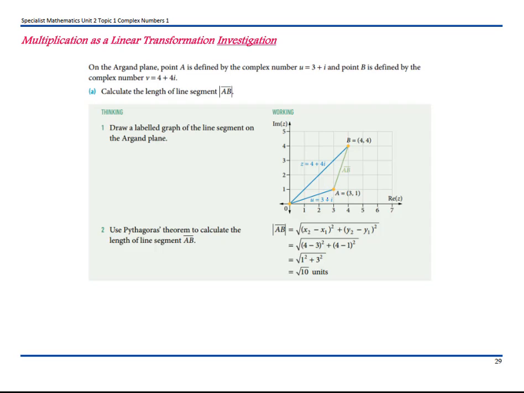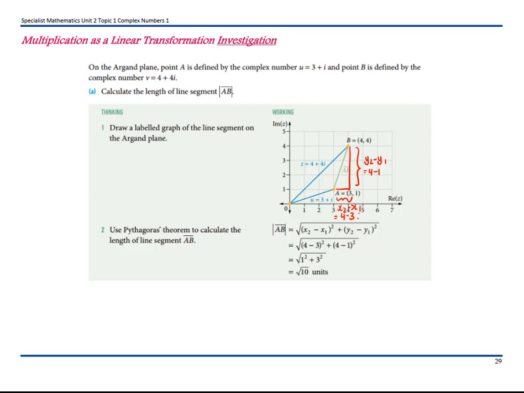Okay, and B is the point defined by the complex number v, which is 4 plus 4i. So our first step is to calculate the line segment AB. You can see that down the bottom using Pythagoras' theorem. So all they've done is drawn the right-angled triangle here, noting that that is y2 minus y1, which is your 4 minus 1, and this here is your x2 minus x1, which will be your 4 minus 3.